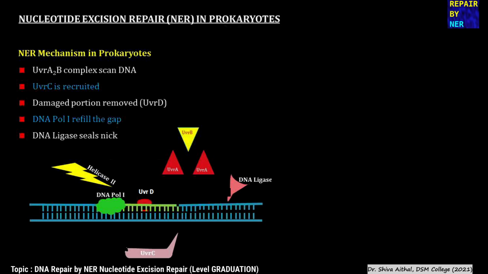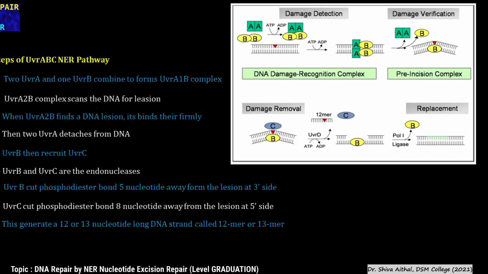Then the damaged portion is removed by UvrD, that is the helicase enzyme which we saw in the animation, and DNA polymerase 1 fills the gap. One notable thing about DNA polymerase 1, which we will see in the mismatch repair system, is that it also has an endonuclease function, which is not exercised here, but nevertheless we will see it in the future. DNA ligase then seals the nick.